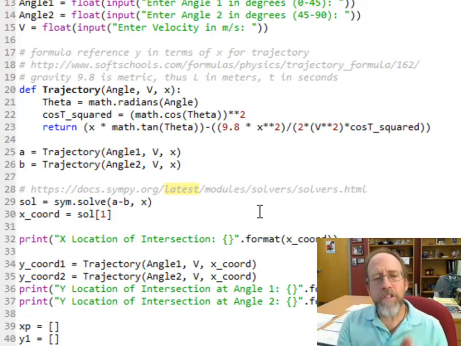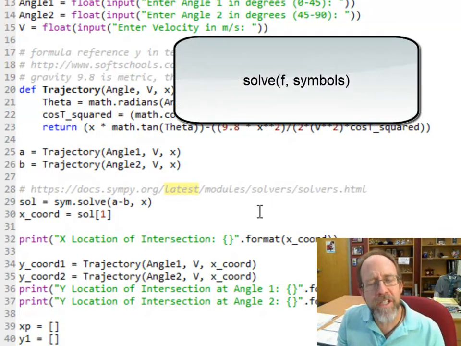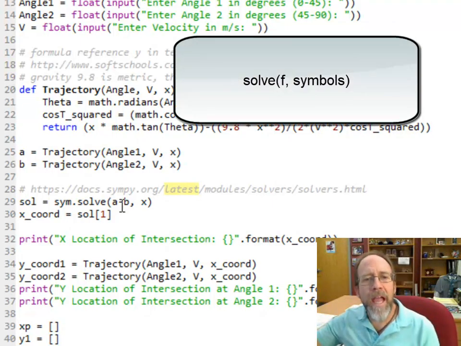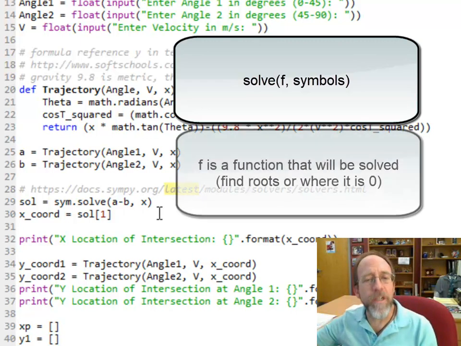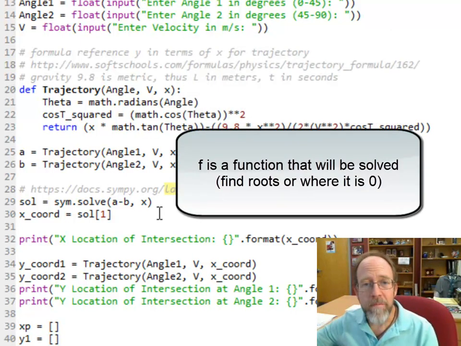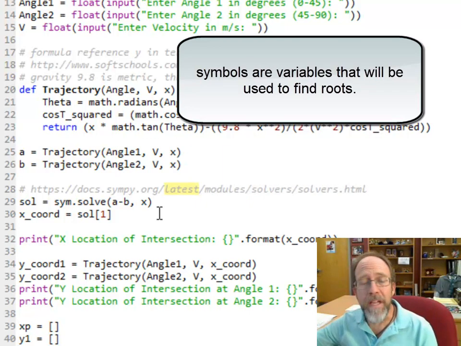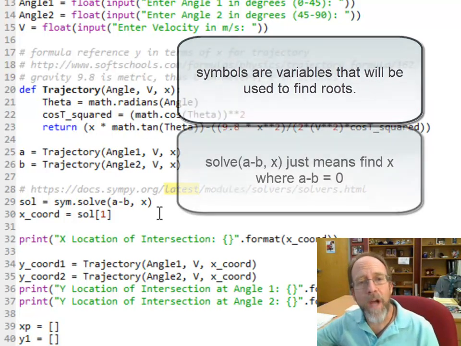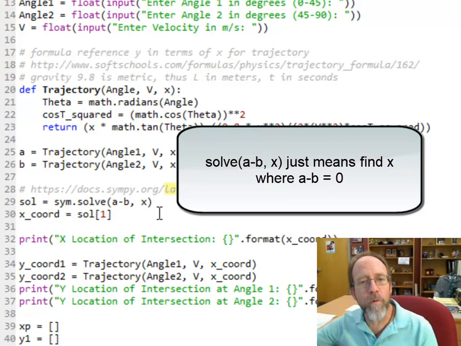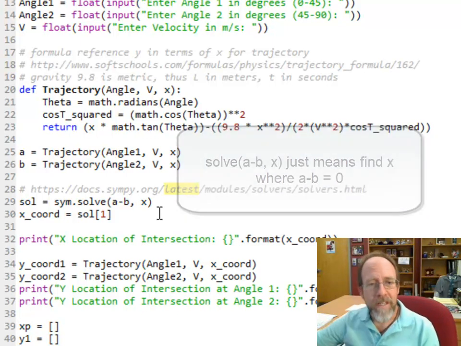But what I want to do is find the value of x where a minus b is 0. In other words, I want to find the value of x where a is equal to b. And a is the y coordinate with one angle, and b is the y coordinate with the other angle.